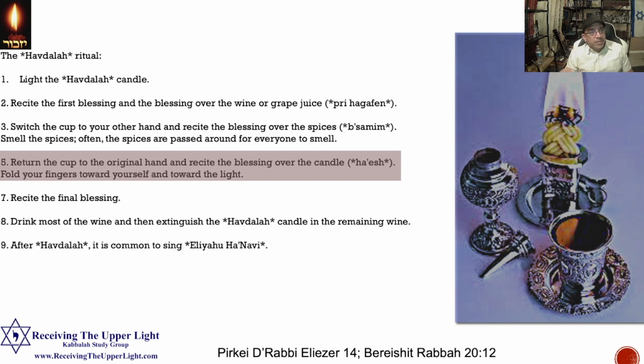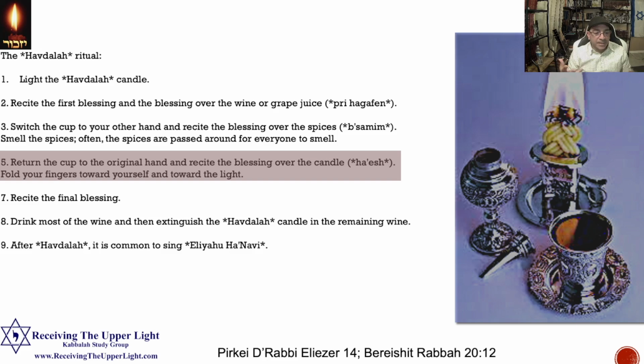Now, when we do the blessing, the besamim, or the blessing over the spices, now we're going to do the blessing over the fire. Like I said, you have to make sure that you're pointing the fingers towards you, looking at your nails, right? And in our tradition, we don't only do that, we also put our hands over our eyes. So when you're doing the blessing over the wine, you are also using your senses, right? You're touching, you're tasting, right?